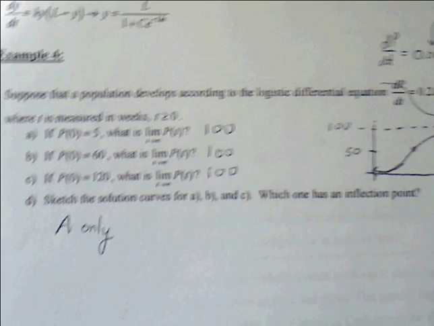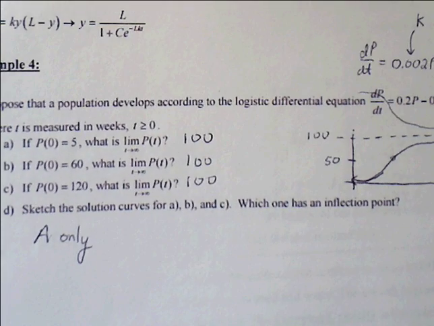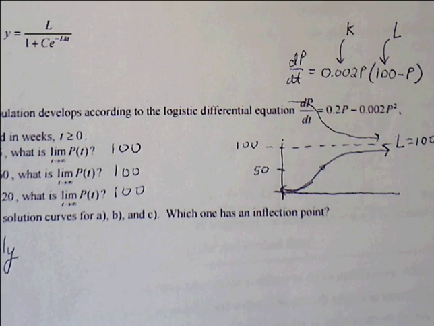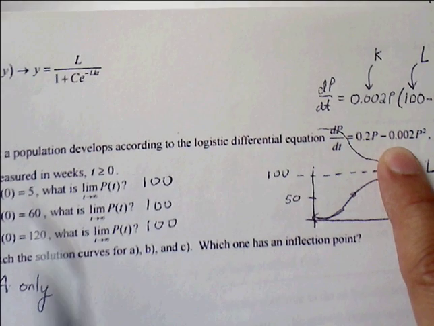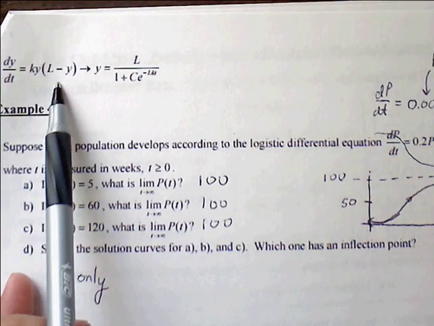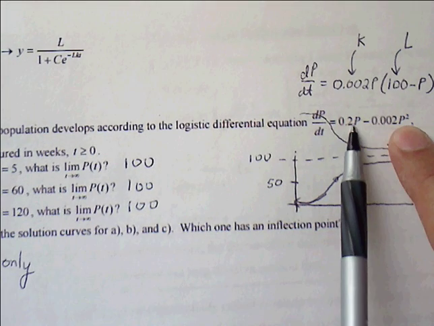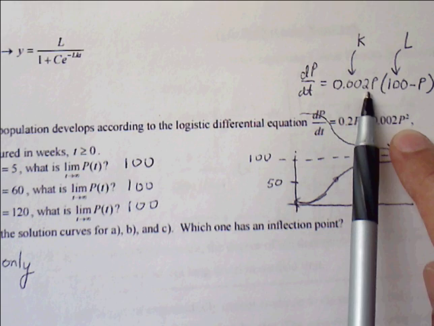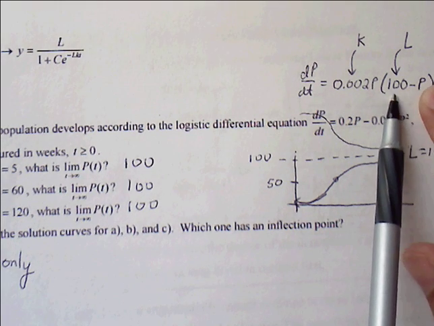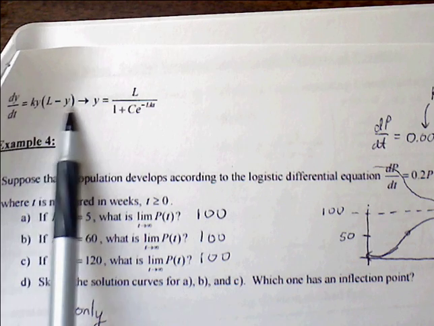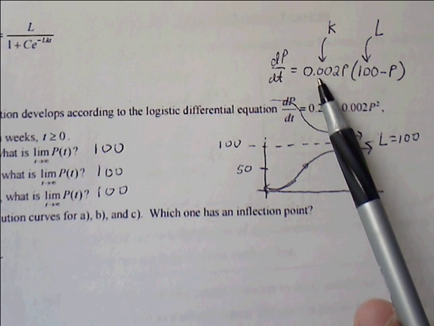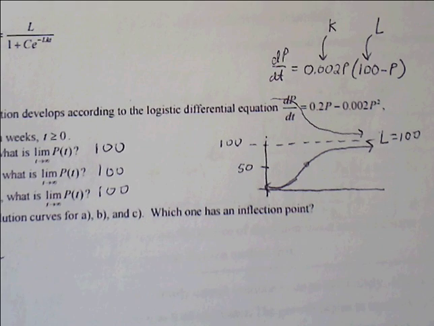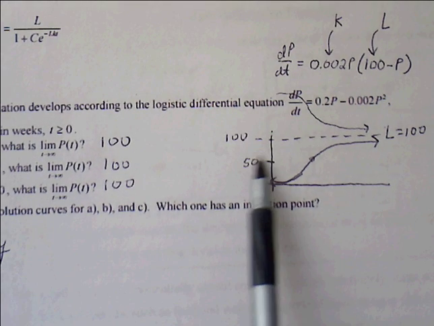Example 4. Suppose a population develops according to the logistic equation dP equals 0.02P minus 0.002P squared. Now this looks similar to ky times L minus y, but not exactly. So we need to clean this up a bit. If we factor out a 0.002P, then we can make it 100 minus P on the inside, and that will match up a little nicer with the information we can gather. So if we factor out the 0.002, then 0.002 is going to be the k, L is going to be 100, and then we can sketch this graph here.